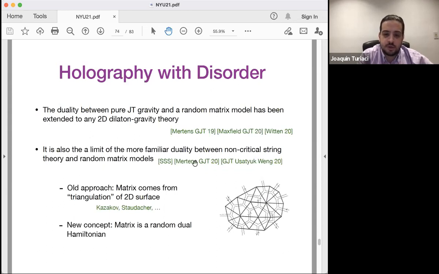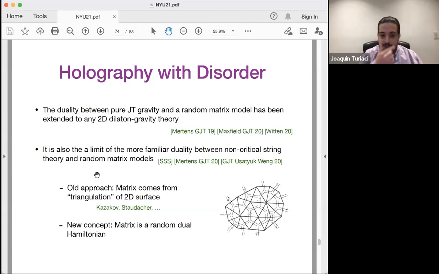Now, another thing I was working on is in this paper with Mertens and some paper with some grad students here, is that it was understood that this duality between gravity, between this AdS2 black hole and this random matrix, is actually a limit of a very familiar duality studied in the 80s and 90s between the non-critical string theory and random matrix models.